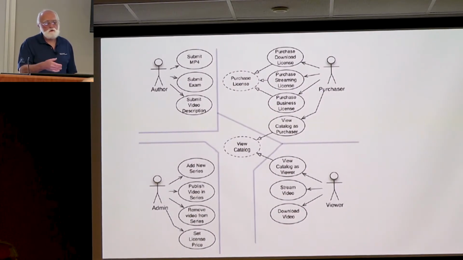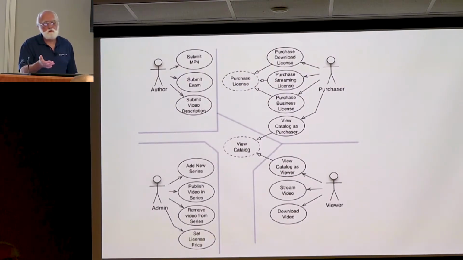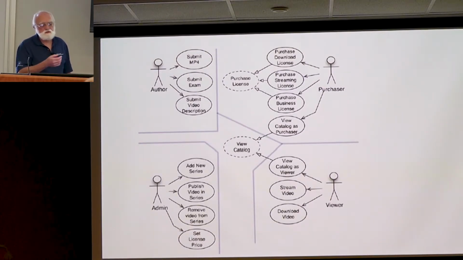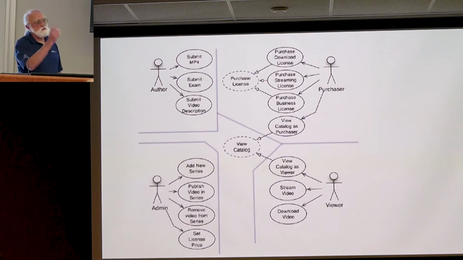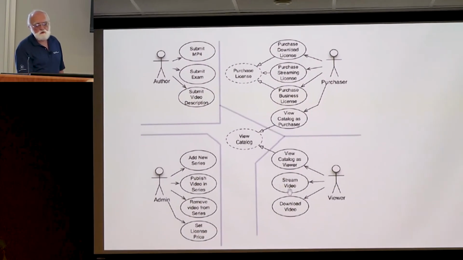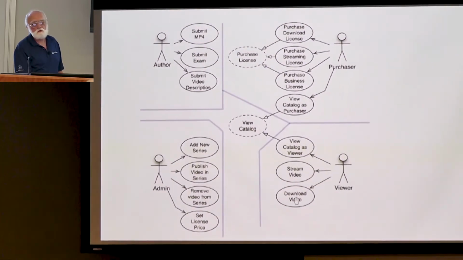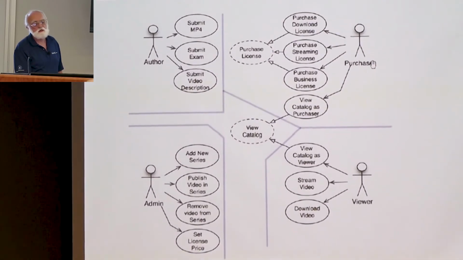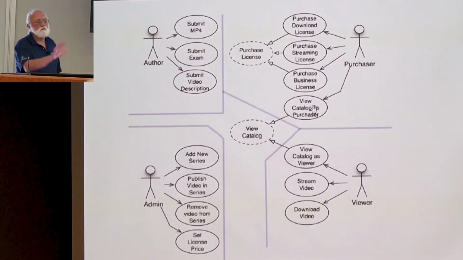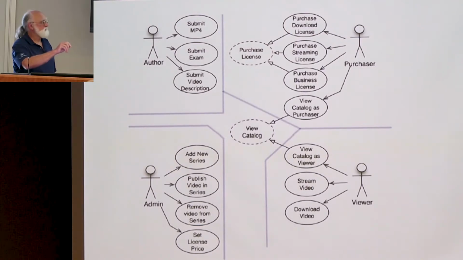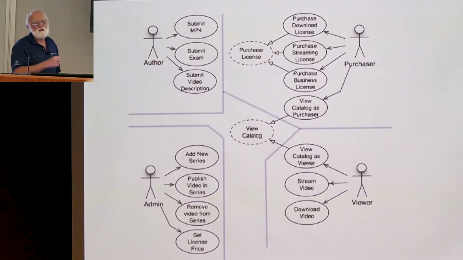So what an author can do: it's a use case for submitting a video, submitting an exam, and submitting a video description. Administrator can add a new series, publish videos in a series, remove a video, and set licensing price. Viewer can view the catalog, stream a video, download a video, and a purchaser, for like large accounts, can do his own. So you have 4 actors. Do not confuse them with actor programming. This is UML actors.